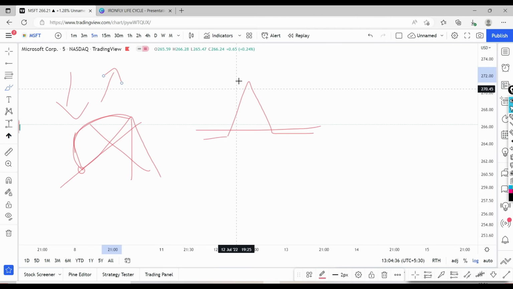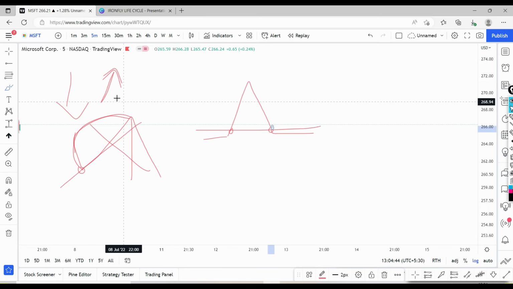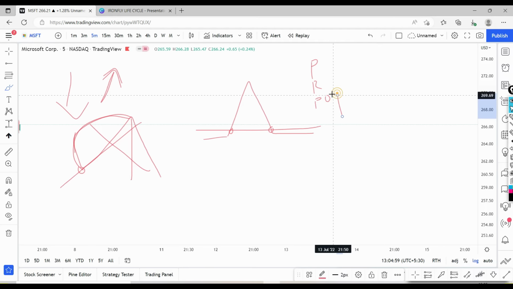The advantage of this new Ironfly would be that with the increased premium, you will get more range. More premium. IV is premium. High premium is high range. High range means high profit. You will have a good Ironfly with good profit, with very good range, right, with very good POP, probability of profit, compared to this earlier Ironfly.